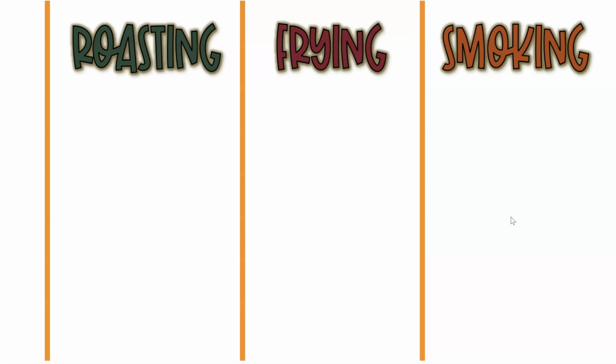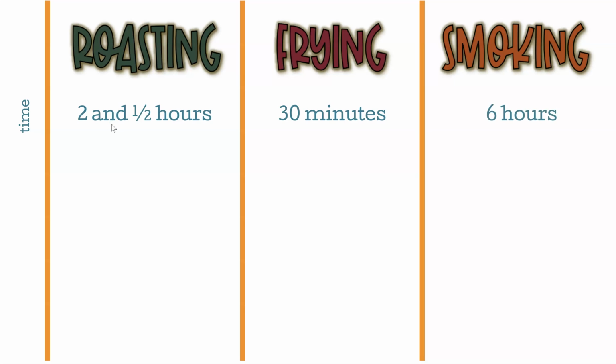Let's dig deeper. When talking about the turkey cooking methods of roasting, frying, and smoking, let's think about how much time each took. Refer back to your text to describe to me how much time it took to roast a turkey, fry a turkey, and smoke a turkey. Pause right here. Roasting took about 2.5 hours. Frying took about 30 minutes. And smoking took 6 hours. These are very different.